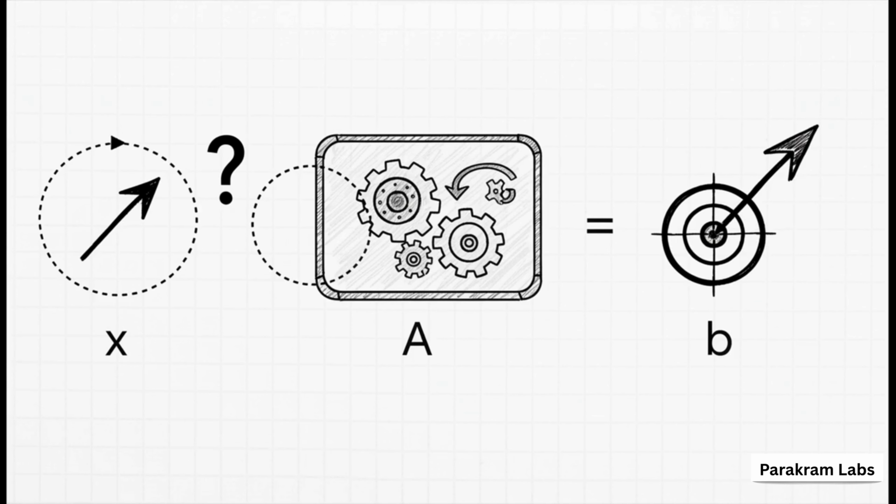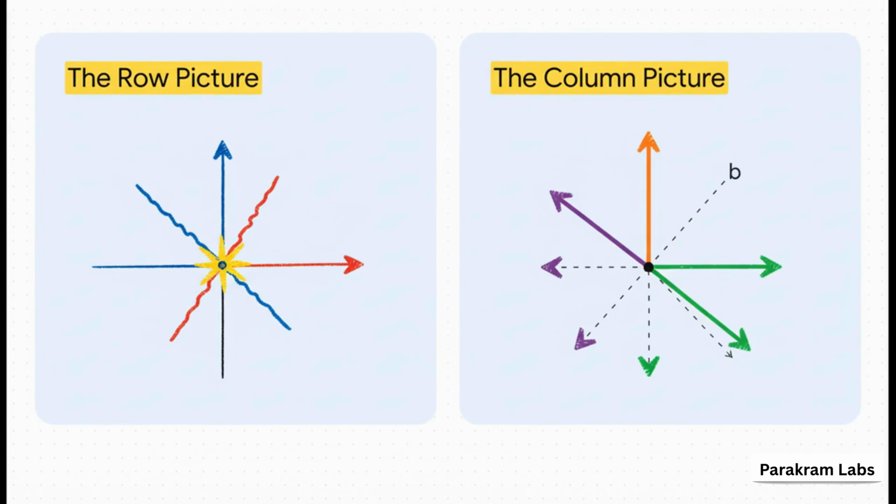So, A is our matrix, our transformation machine. x is some unknown vector that we're trying to find. And b is our target vector, the place we want to end up. The whole question is, what input vector x can our machine A transform to land exactly on our target b? Now there are 2 ways you can visualize this puzzle. The traditional row picture sees each equation as a line or a plane. And the solution is that one tiny point where they all intersect. And it works, but it can be kind of hard to picture.